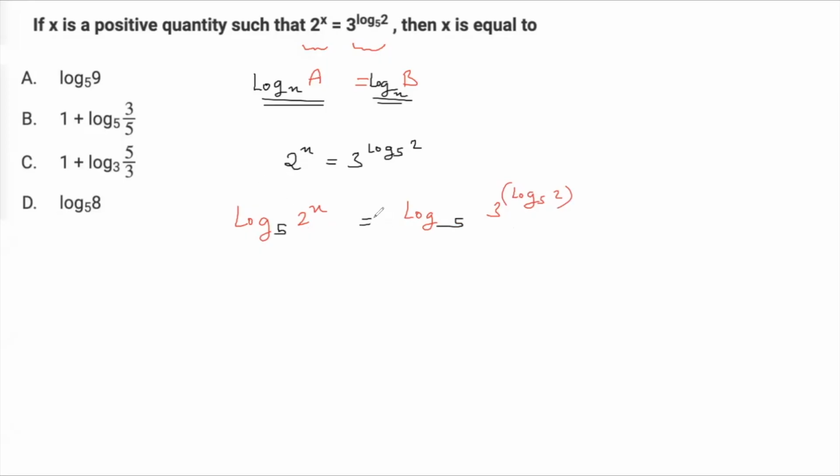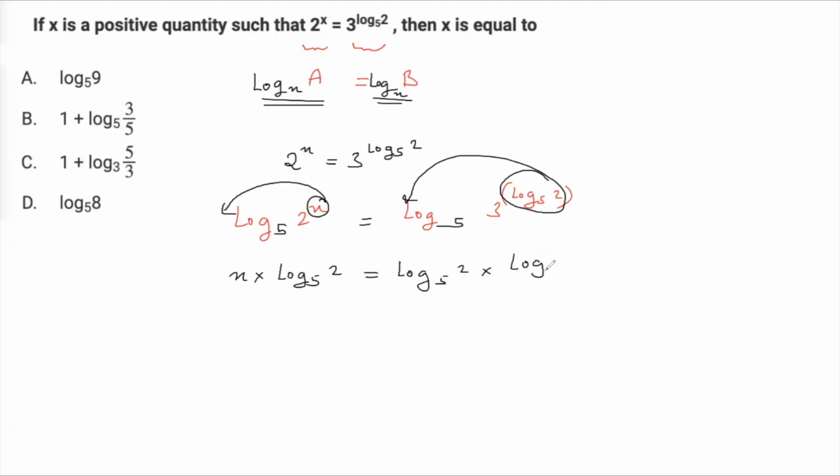When I equate these two now, notice that this is log of 2 raised to x to the base 5. By the laws of logarithm, x will come outside in the numerator. So this part will simply become x into log 2 to the base 5 is equal to, on the right hand side, we have log of 3 raised to something to the base 5. So this power will come outside in the numerator. You will have log of 2 to the base 5 into what remains is log of 3 to the base 5. And now, log of 2 to the base 5 will get cancelled out from both sides. I directly get the answer: x will be equal to log 3 to the base 5.